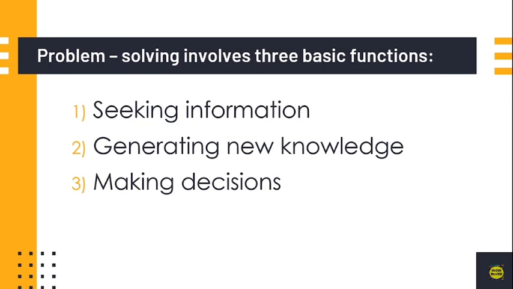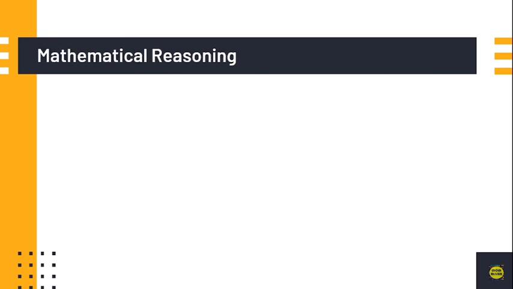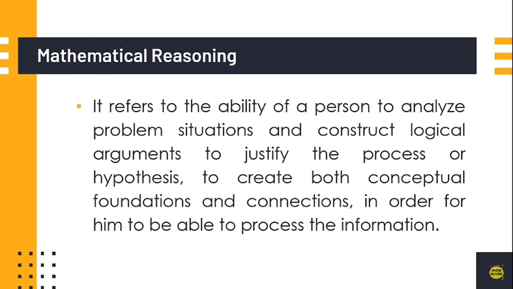In making decisions, that is where the method comes in, on how you are going to solve that specific problem. Mathematical reasoning refers to the ability of a person to analyze problem situations and construct logical arguments to justify the process or the hypothesis, and to create both conceptual foundations and connections in order to be able to process the information.